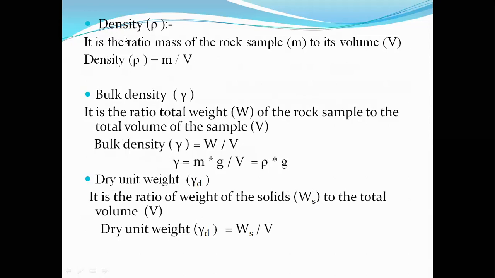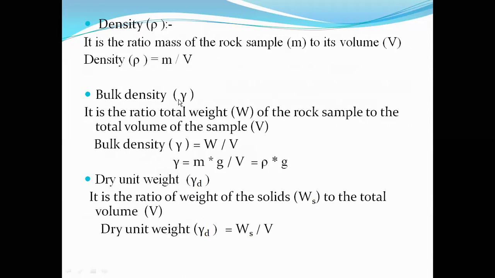So I repeat, guys, this is very, very important. Most of the people get confused about what exactly the difference between them. See, in case of density, rho, it is the ratio of mass of the rock sample, small m, which will be measured in kgs, to its volume, capital V. Density rho is equal to m by V, where m is mass in kgs.